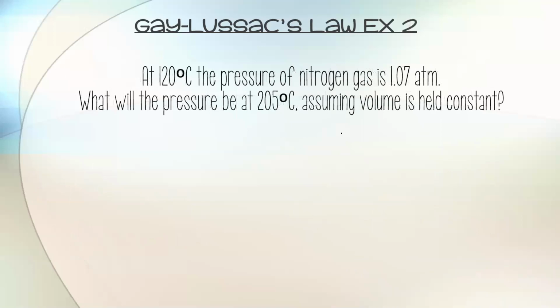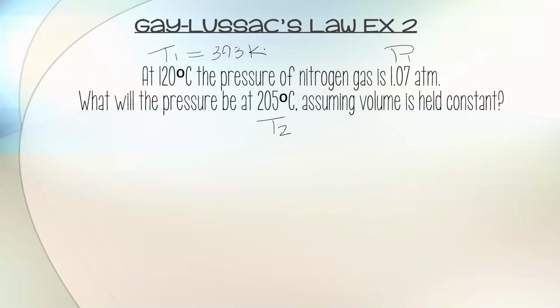You can know if you have the right answer without me even looking at it. All right, let's try another one. At 120 degrees Celsius, the pressure of nitrogen gas is 1.07 atm. What will the pressure be at 205 degrees Celsius if volume is held constant? Remember, we don't care about volume. So this is T1, P1, T2, and I'm finding P2 again. Remember, I have to change my numbers to Kelvin. So add 273, and I get T1 is 393 Kelvin.